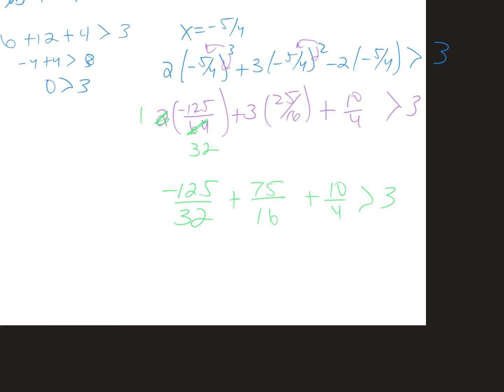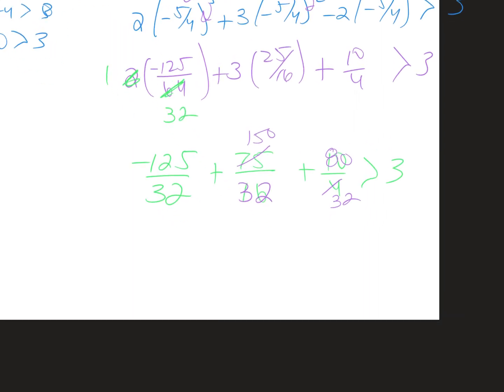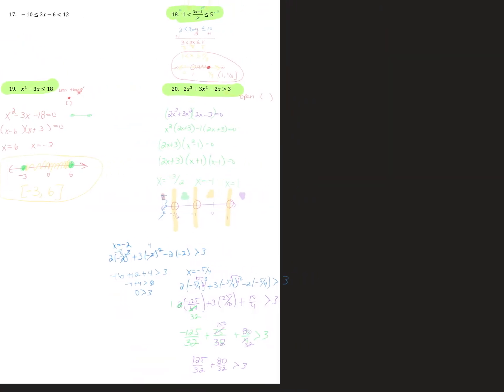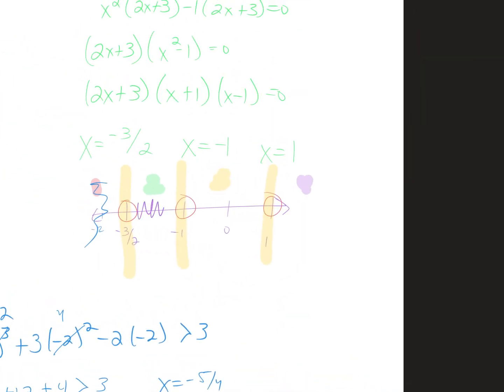I'm going to go ahead and change everything to 32nds. So I'm going to change this to 32. 75 times 2 is 150. I'm going to change this to 32. So 10 times 8 is 80. So -125 and 150 is +25 over 32 plus 80 over 32. Is that greater than 3? Guys, I can already tell right now that 25 plus 80 divided by 32 is bigger than 3. So I know that this area right here works.